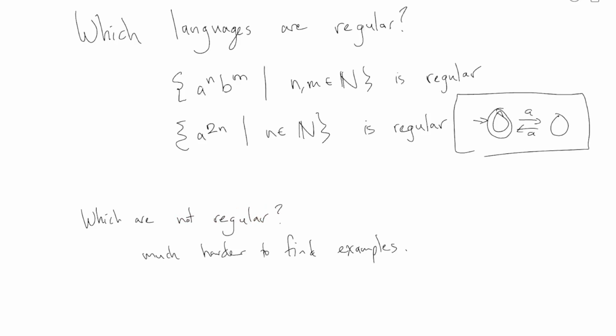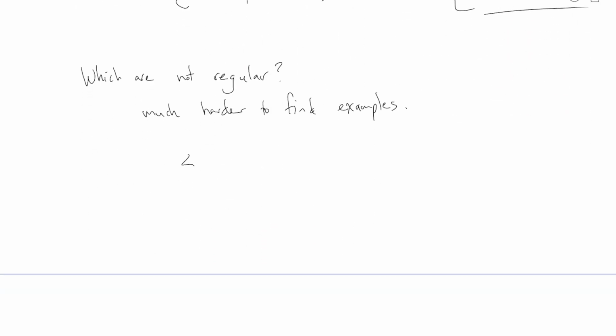You have to somehow write some kind of proof, usually a proof by contradiction, that no possible DFA could ever generate this language, which is much more complicated than simply showing me a DFA which does generate this. So it's much harder to find examples, but one that I mentioned last time was something like x in, maybe I'll write this in a somewhat fancy way.